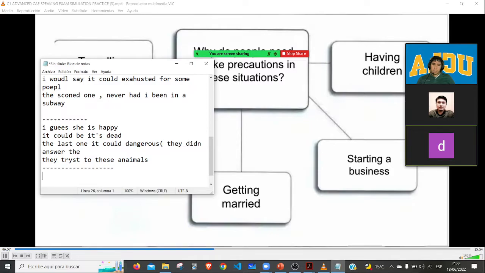Now, talk to each other about why people need to take precautions in these situations.